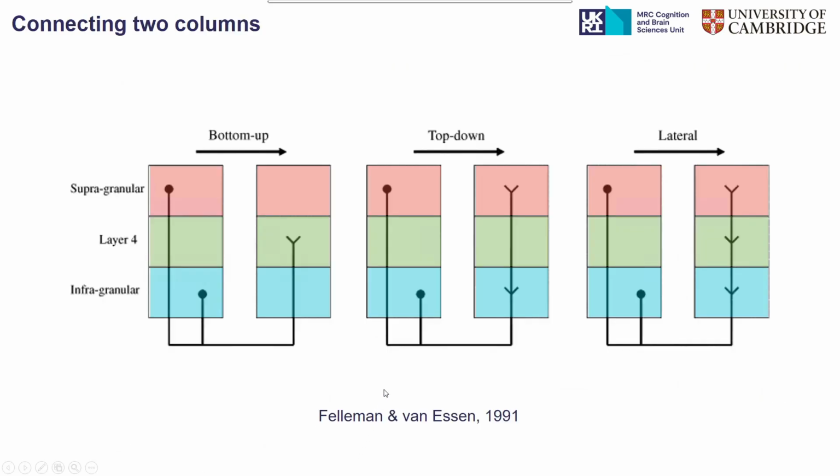Based on primate studies, Felleman and Van Essen in 1991 described rules by which two cortical columns may be connected to each other. So they described three kinds of connections: bottom up, which go from one column to layer 4 of another column; top down, which go from one column to the supra and infragranular layers of another column; and lateral ones, which go from one column to all three layers of another column. These are simplified rules, and these are included in DCM as an extended version of the Jansen-Rit model.